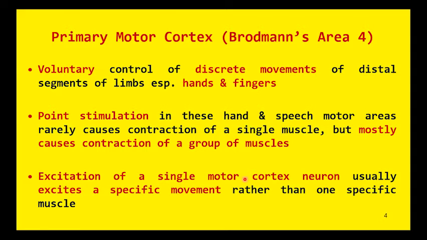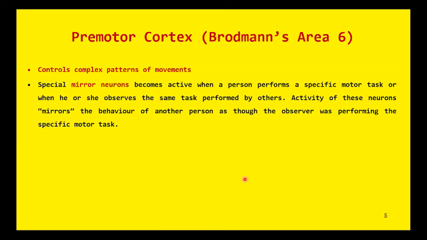Anterior to the primary motor cortex is the premotor cortex. That is why we call it premotor, before the primary motor cortex. And according to Brodmann's classification, this is area 6. So unlike the primary motor cortex, this area is responsible for controlling complex movements. Primary motor cortex is responsible for control of voluntary discrete movements, whereas the premotor cortex is responsible for control of complex patterns of movements.